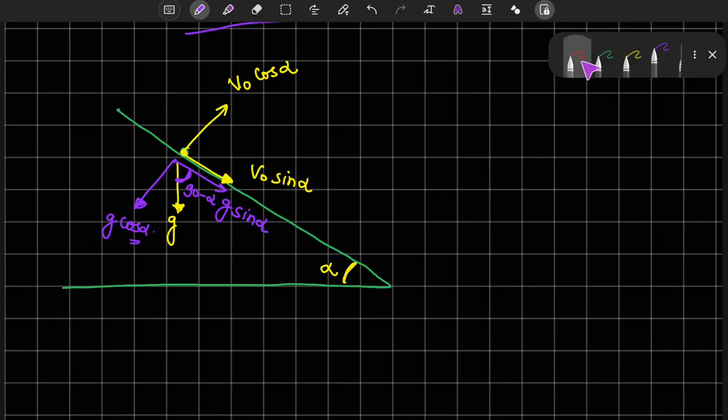Okay, let us assume that this is the x direction and this is the y direction. Now we are having a situation similar to general projectile motion. In projectile motion we have the velocity component in both x and y direction and the acceleration only in the negative y direction, but here we have the velocity in x and y direction, and we have an extra component of acceleration in the x direction, and in the y direction we have the acceleration of g cos alpha.